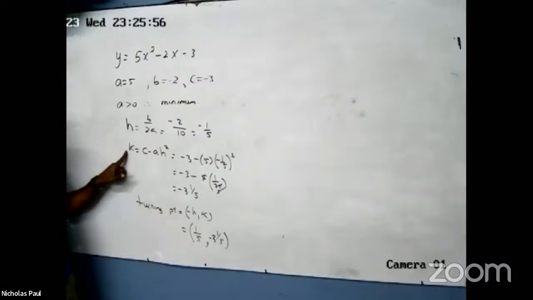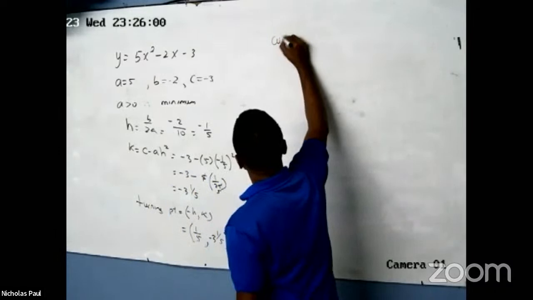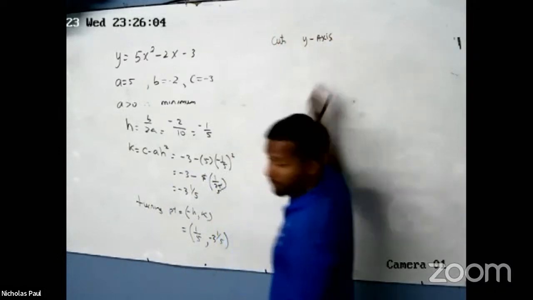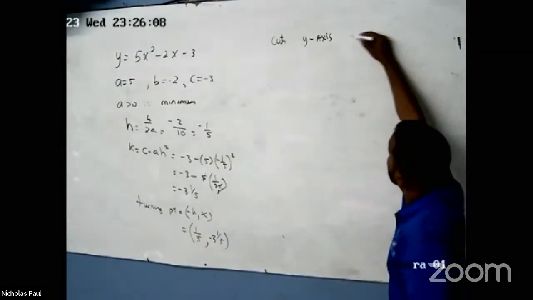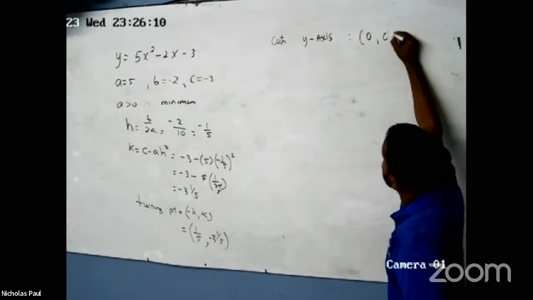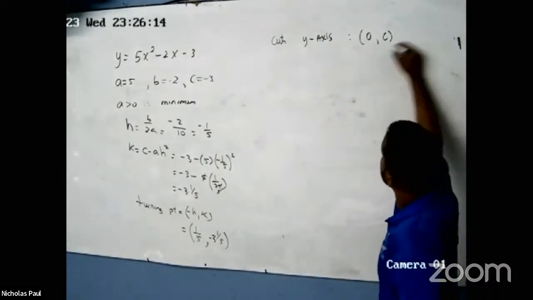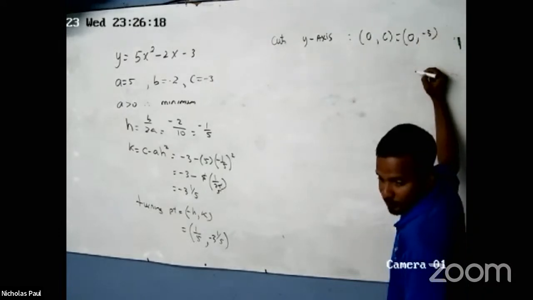This formula gets H and K and the turning points. Then we looked at where it cuts the y-axis. It cuts the y-axis when? Always at 0, C. C is what? -3. So it cuts the y-axis at (0, -3).